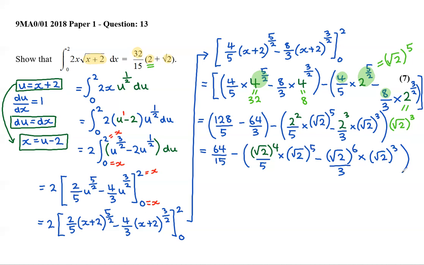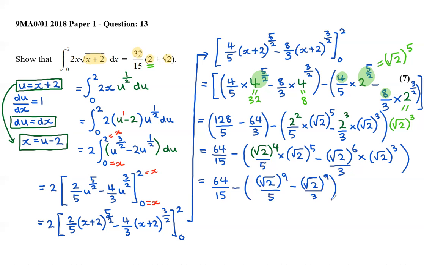Okay, so we're getting somewhere. It's starting to look like the answer. So we've got 64 over 15. Subtract. Now, let's have a look at our powers of root 2. We're going to have root 2 to the power 9 over 5. Subtract root 2. Now, we've got 6 plus 3. That's also to the power 9 over 3.